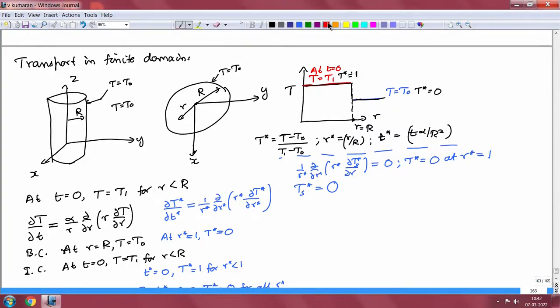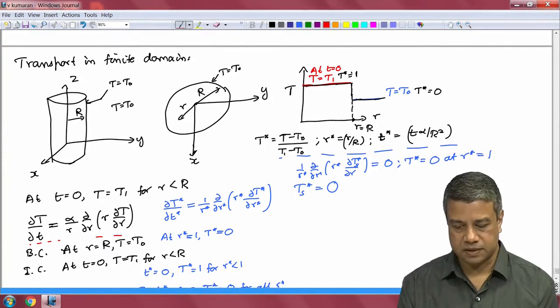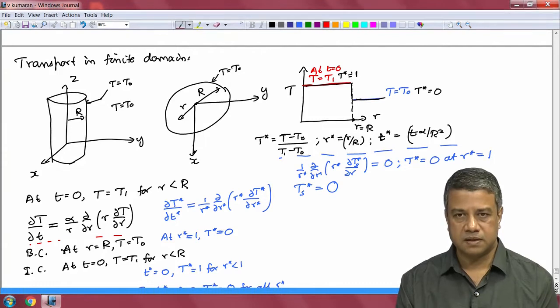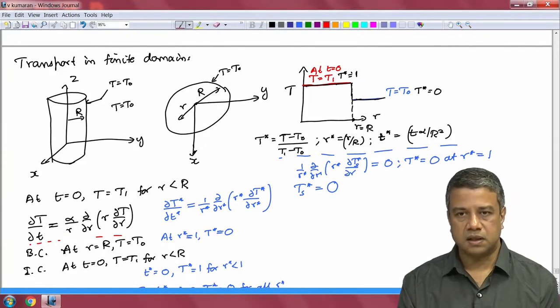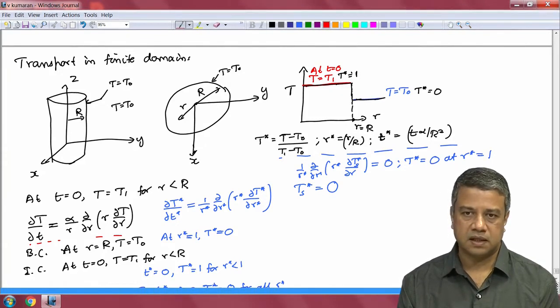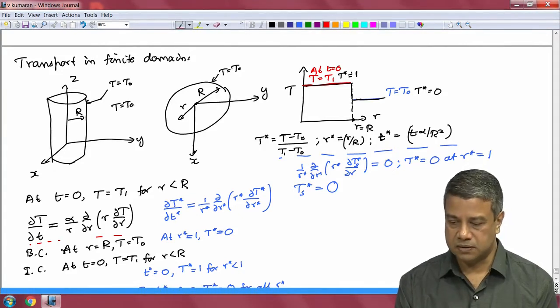In the last lecture, we were considering a problem of unsteady transport into a finite domain in a cylindrical coordinate system. So, the equation of motion was the energy balance equation with constant thermal diffusivity in a cylindrical coordinate system. The configuration we were considering was a cylinder at temperature T equal to T1.